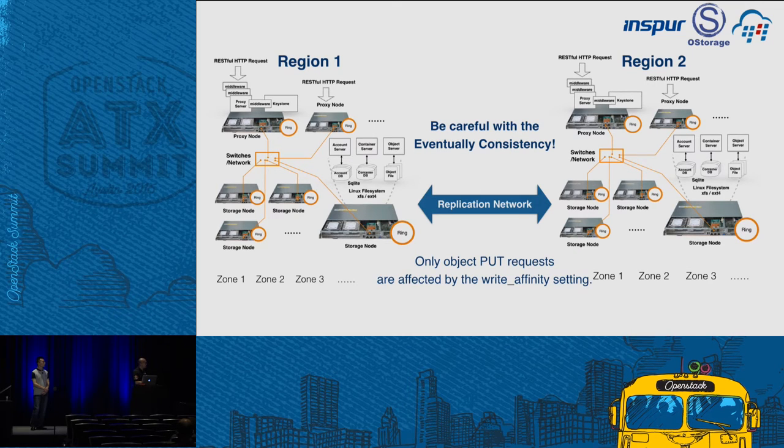So this should be treated carefully because of eventual consistency; sometimes it will act like this. We should also point out that read affinity can affect all of the read operations, to account, to container, to object, but write affinity only affects object put. So if you want to delete an object, it will not be affected by write affinity as we mentioned before. And if you want to update the metadata of an object, it is also not affected by write affinity. So you will spend more time than you expected to modify the metadata of an object.